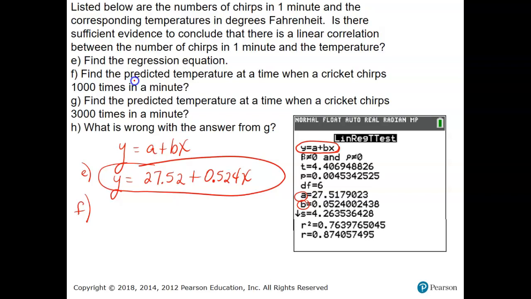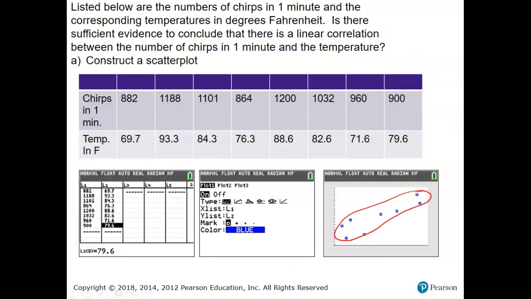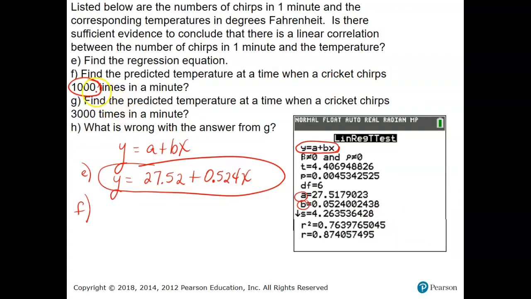Part F says find the predicted temperature at a time when a cricket chirps 1,000 times in a minute. This is telling me how many times the cricket chirps, so I want to go back and see if that is my independent or dependent variable. My chirps is my independent variable, which means that's going to act like my X. The dependent one is going to be the Y, and that's going to be my temperature. If I'm looking at 1,000 chirps in a minute, that's going to go in for my X.